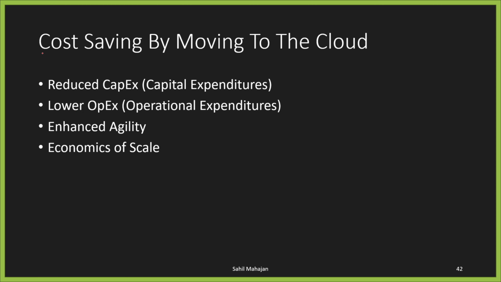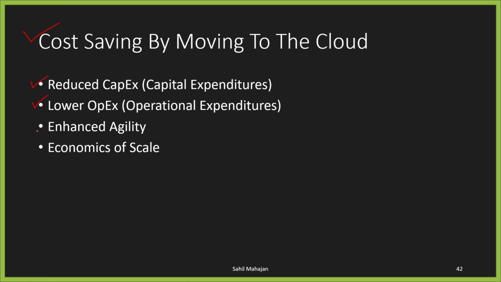Moving further, we are going to talk about cost saving by moving to the cloud. So there are 4 points on how we save money when we move to the cloud. The first is we reduce our CapEx, which is our capital expenditures, which basically means that we are not having any infrastructure that we need to maintain, any hardware that we need to maintain, or any networks that we need to maintain. So we are reducing our capital expenditures.